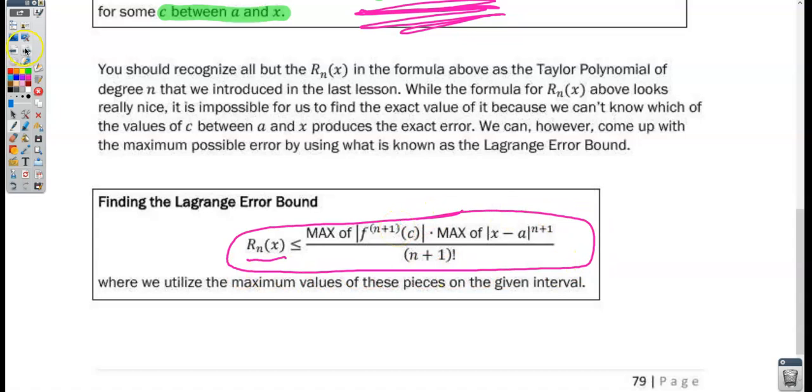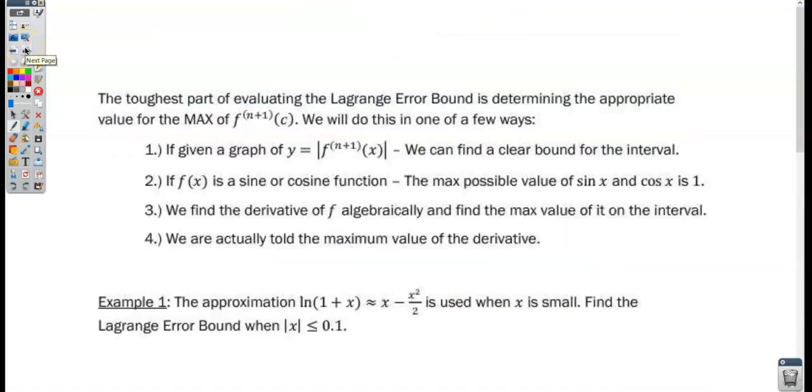Let's talk a little bit more about this, and then we're going to put it to use. The toughest part of evaluating the Lagrange error bound is determining the appropriate value for the maximum of the absolute value of the n plus first derivative of f at c. I forgot my absolute value signs there. I guess my absolute value should be around there. Oops, got a little overzealous there. There we go. We'll do this in one of two ways.